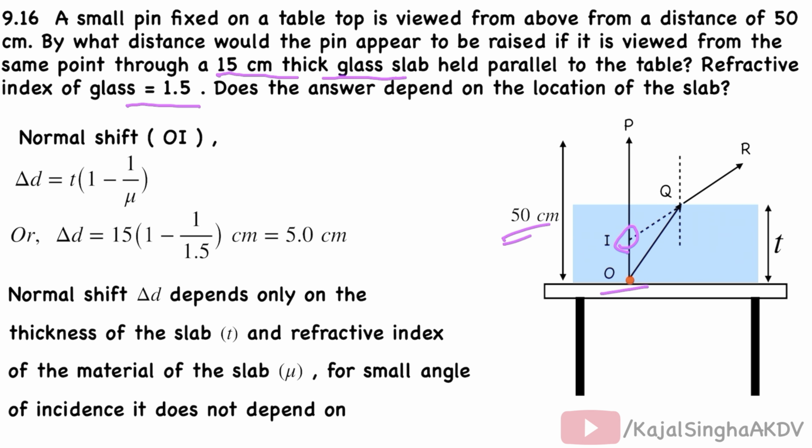Now, normal shift delta D depends only on the thickness of the slab T and the refractive index of the material of the slab, that is mu, for small angle of incidence. It does not depend on the location of the slab.